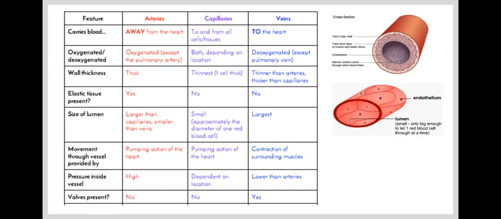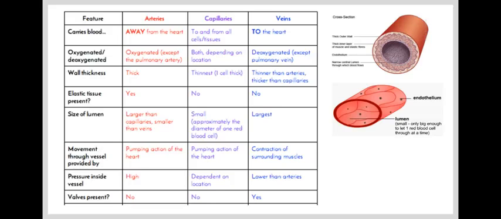They have the thinnest wall of the three different types of vessels, and they're actually only one cell thick. So that allows for the easy diffusion of substances in and out of the capillaries and into the cells. There's no elastic tissue present, and the lumen is extremely small. So as we can see from the diagram, it's only big enough to allow one red blood cell through at a time.